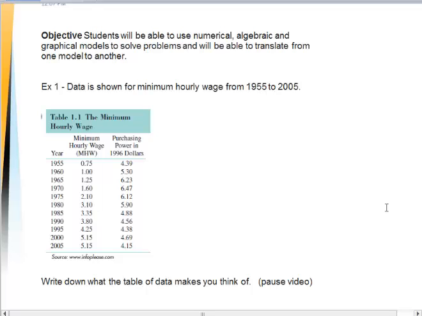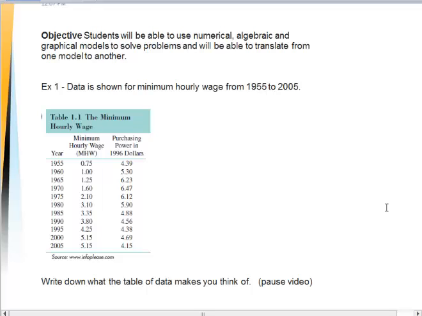Hello students. Today we're going to work on looking at problems numerically, algebraically, and graphically to try to come up with solutions or answers about how these problems are represented to us. In example 1, there's data showing minimum hourly wage from the years 1955 to 2005.